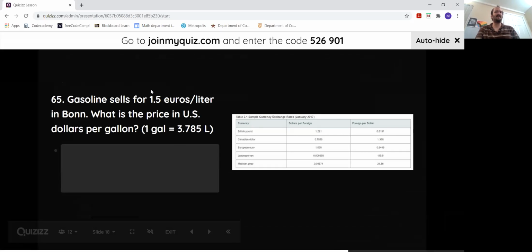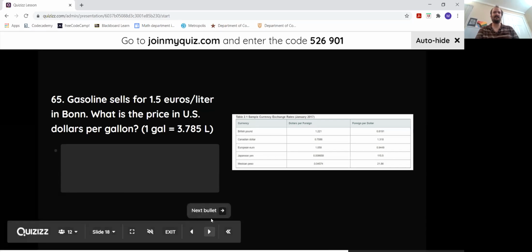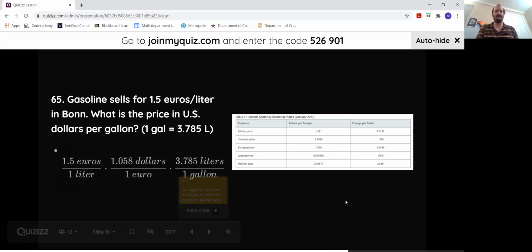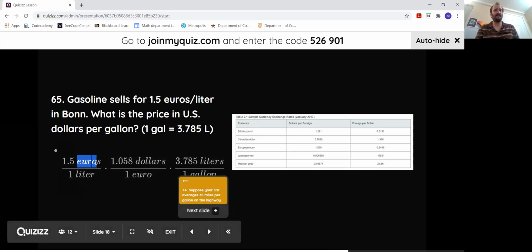But this is sort of like I'm saying, if we start out with 1.5 euros per liter. I think I got this all on one slide. But just looking here, ignore this part. So just looking here at 1.5 euros per liter. I know the first thing I want to simplify out here is euros.